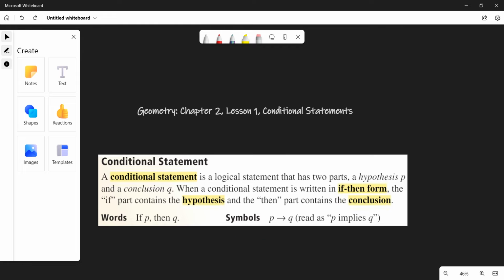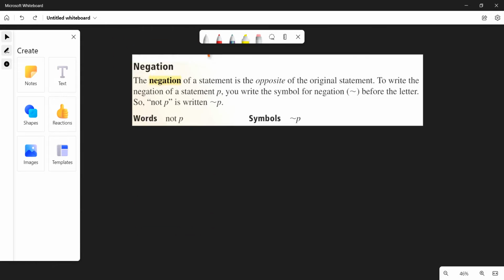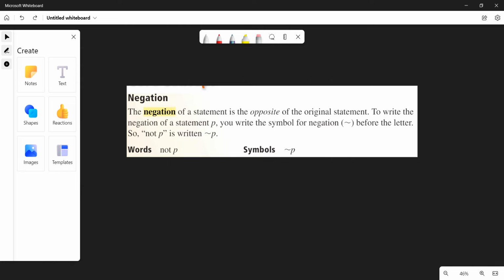Now, you can negate conditional statements. A negation, in general, is just the opposite of a statement. So if my statement is, I have a cat, my negation would be, I don't have a cat. It's as simple as that.